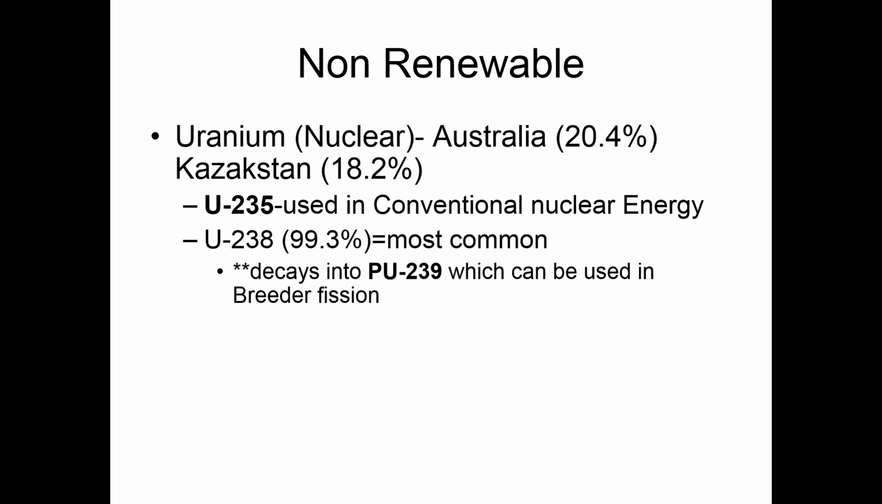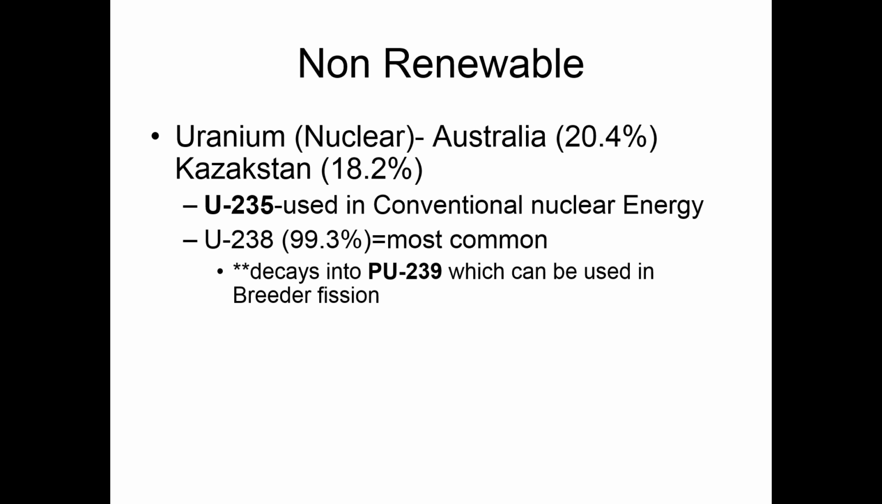And if you look at the screen, you can see the difference. We have U-235. We said that's used in conventional nuclear fission. U-238 is the most common, so it makes up most of our uranium ore. And plutonium-239 can be used in breeder nuclear fission. So there is an option where we could use U-238. But in conventional nuclear energy, what we use in the United States is uranium-235.